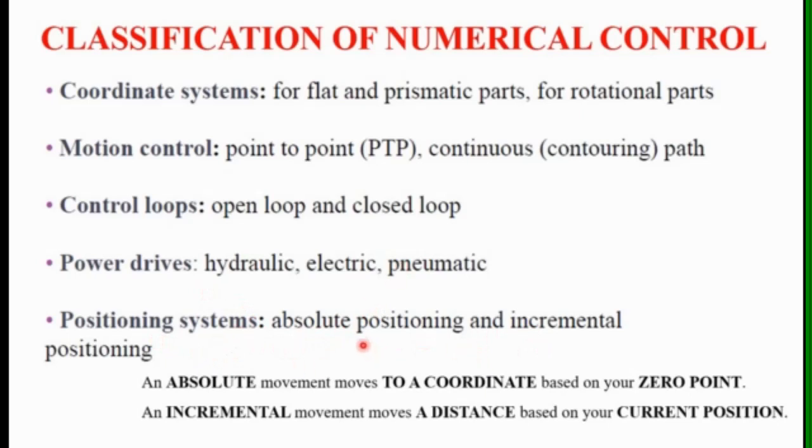In absolute positioning, the movement goes to a coordinate based on the zero point. That means in the absolute case, the movement of the tool or machine is with respect to the origin zero. But in the incremental case, the movement is a distance based on the current position. If the tool is moved from point A to B, then the next movement is considered from B to C, not from A to C. In the absolute case, it is considered from the origin, that is from A to C. We will discuss in detail.